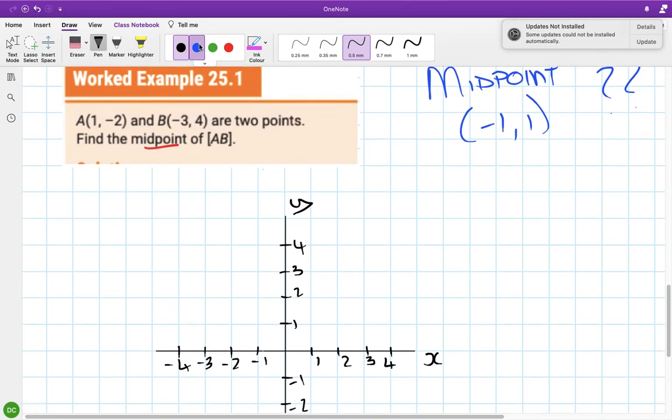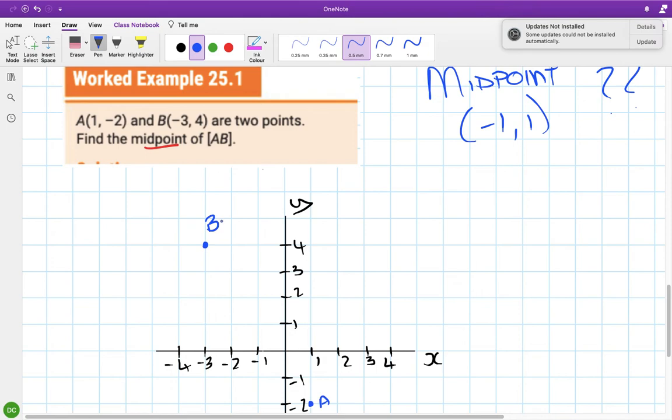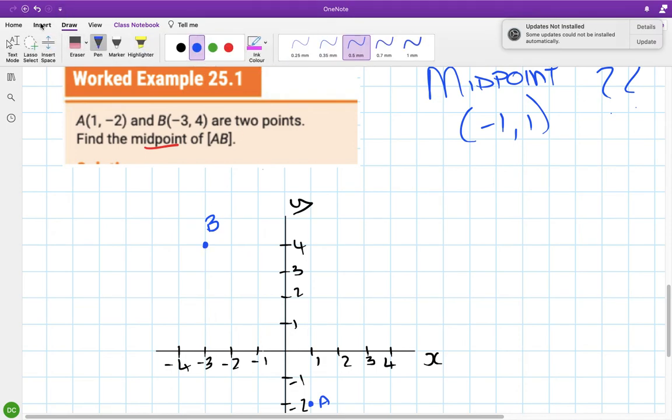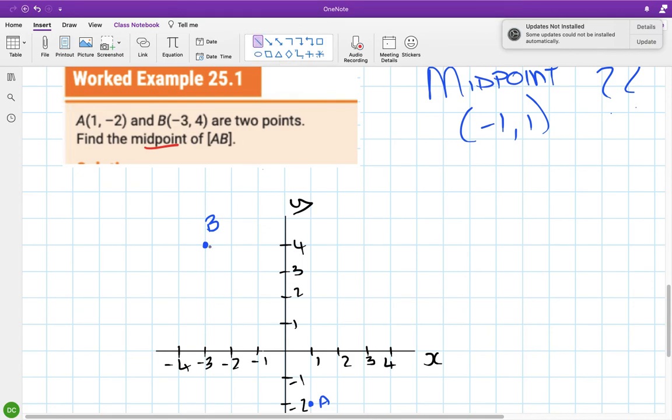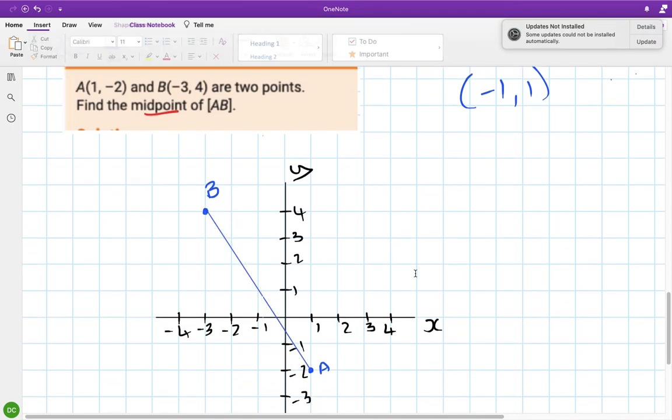Okay, so A is 1, so I go right 1 and down 2. So that's here. That's A. And B is minus 3, so I go over here and I go up 4. So that's there. All right, so I'll throw that line in. Right, so there's the line.